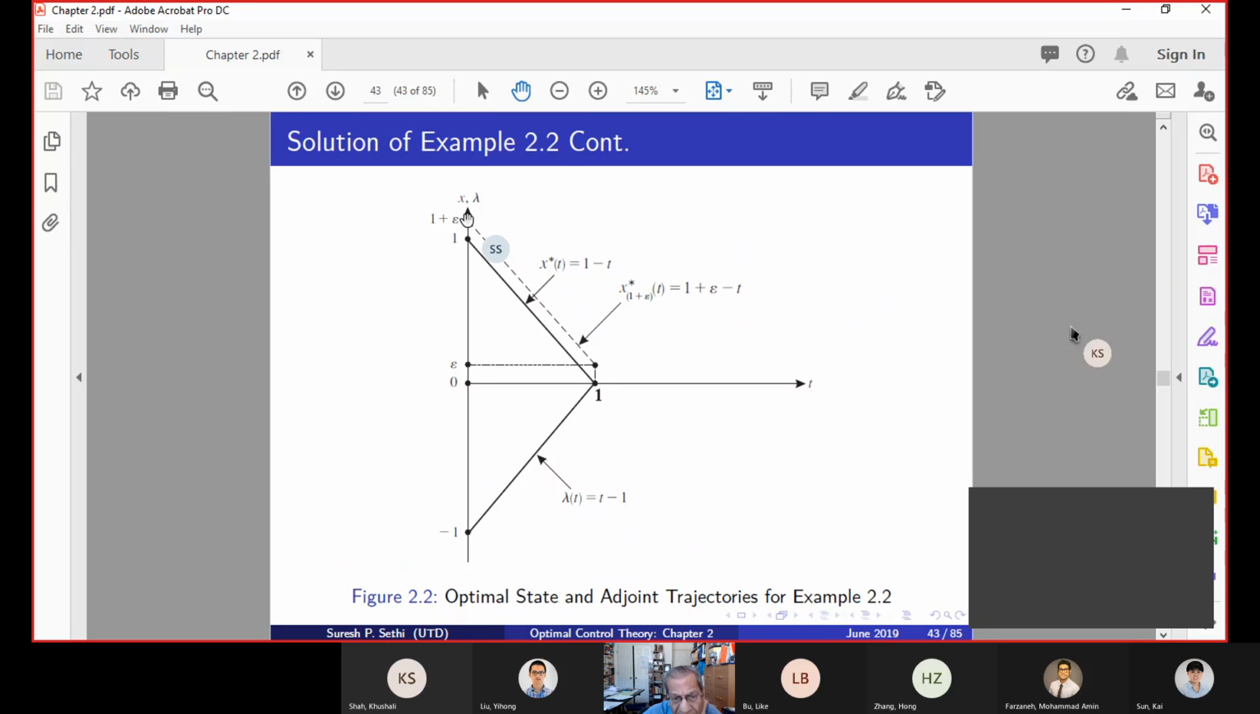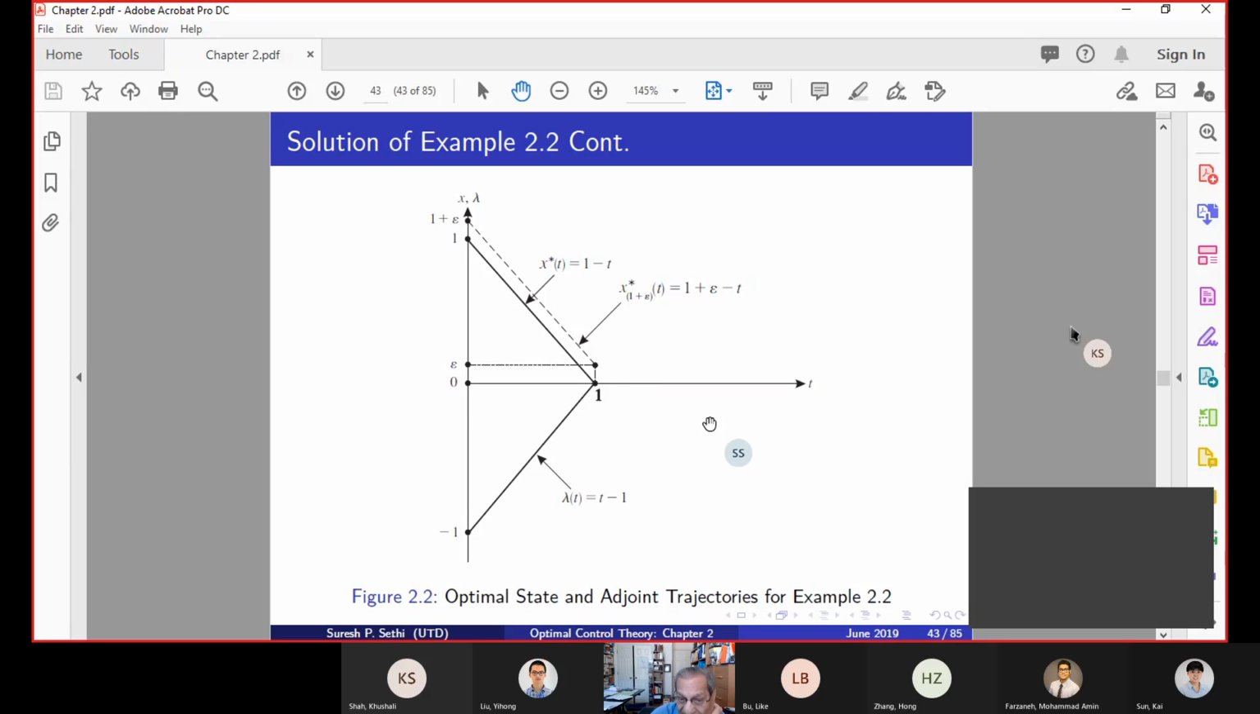So the new trajectory will be given by this dotted line, and it will stop at this epsilon. You can sort of see that the new trajectory has an area. First of all, that area starting from there all the way up to here is still half. And the area of the rectangle down below is exactly epsilon times 1. So the total area under this curve is half plus epsilon.